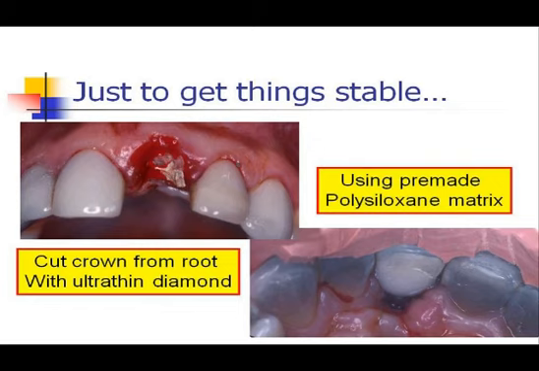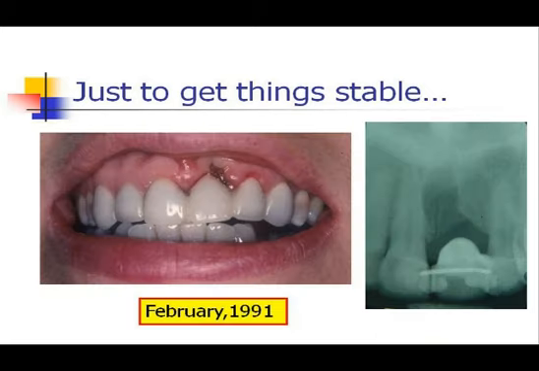We created a template using a polysiloxane putty matrix to hold the tooth in place. We cut class 3 preparations in the central and lateral incisor, and we created a channel in the tooth crown itself. We placed it using an orthodontic square wire with composite on the facial and lingual surfaces to get things stable. You can see that this is the day of tooth extraction.